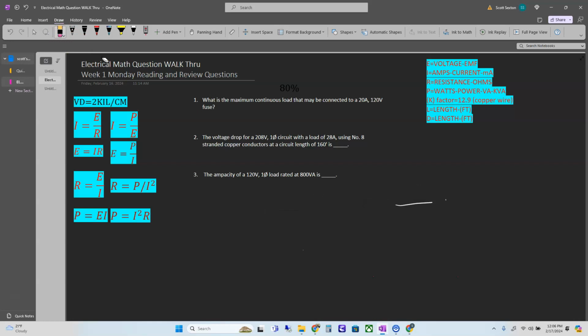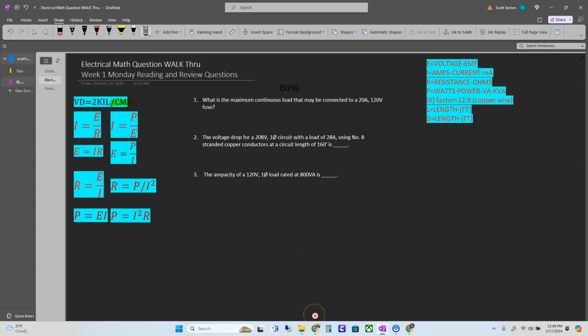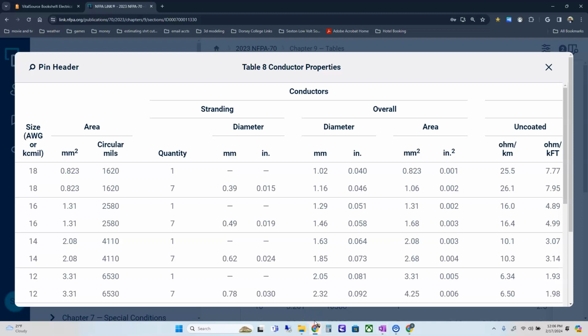Now, with this particular one, there's one other thing I want to point out to you. This guy right here, you see that? Circular mills. Circular mills has to do with the table in the back of the book. So, chapter 9, table 8. That's where you want to go. We're going to be looking up some stuff off of this table.